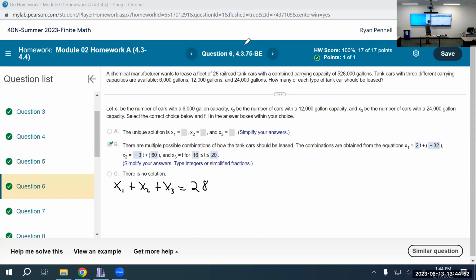And then from there, I have my gallon equation. Gallon equation would be 6,000 X1 plus 12,000 X2 plus 24,000 X3 equals... how many cars we have. Good question.